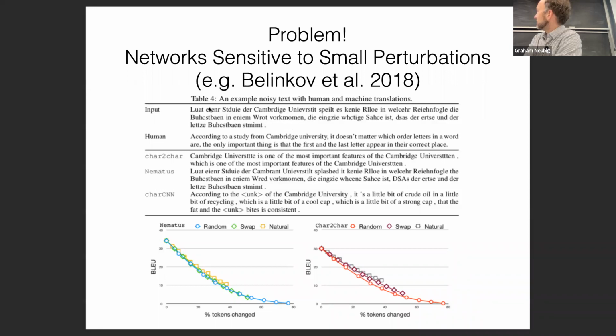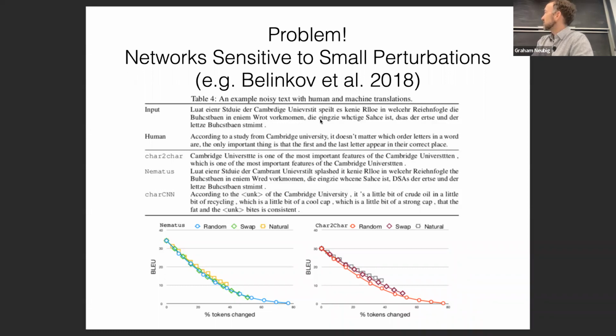I could read it actually. Yeah, so this input is very screwed up German. So basically what they did here was they perturbed the text. This is a famous example also from English, where you have, according to a study from Cambridge University, it doesn't matter which order the letters in a word are. The only important thing is that the first and the last letter appear in their correct place. And then you can perturb all the internal letters in the word and still most people can read it appropriately.